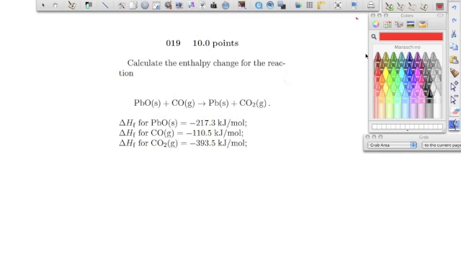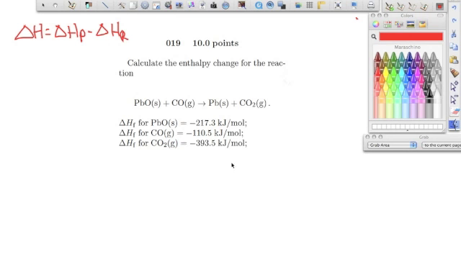All right, moving on to number 19. Now, in number 19, it's asking us to calculate the enthalpy change for the reaction. Now, remember that the enthalpy change, that's the equation where we use the delta H, or the change in our enthalpy, equals the delta H of our products minus the delta H of our reactants. Okay, we're using this equation.